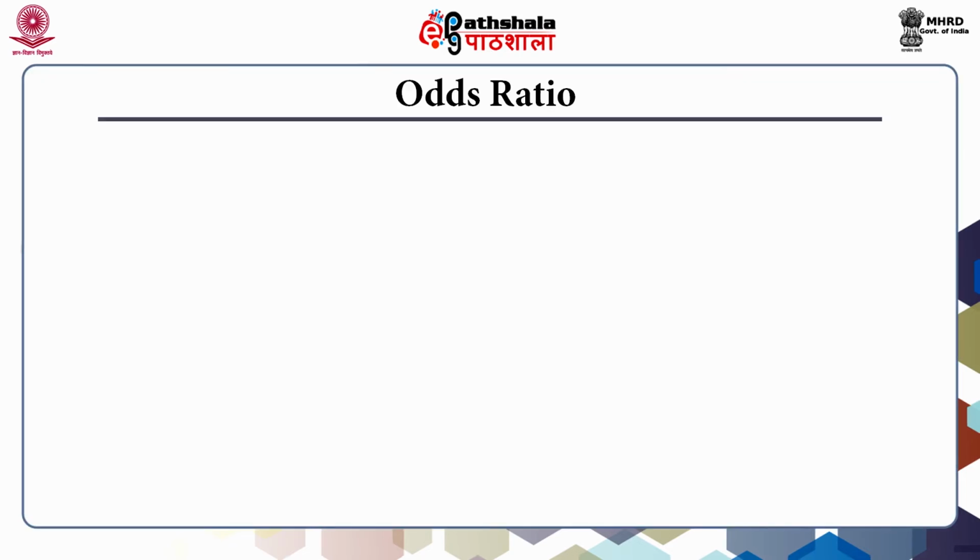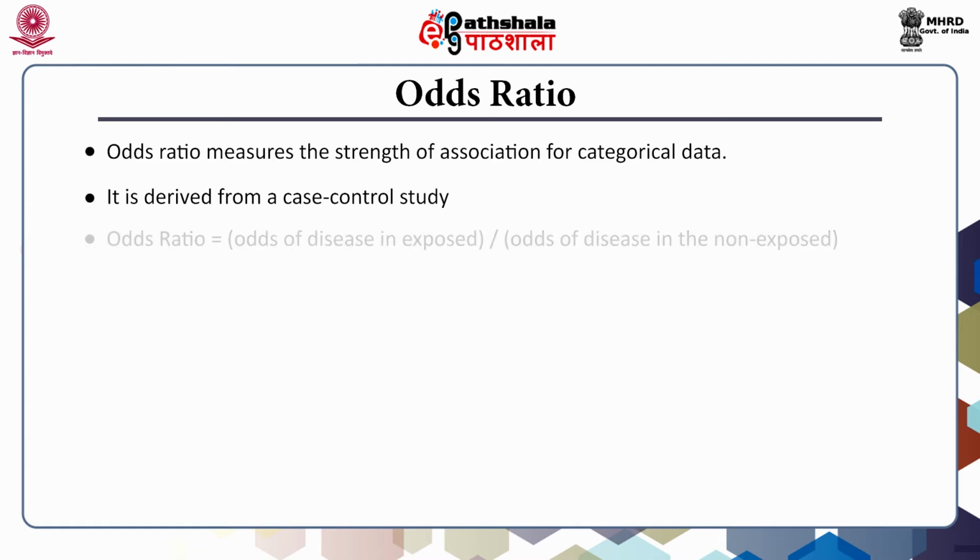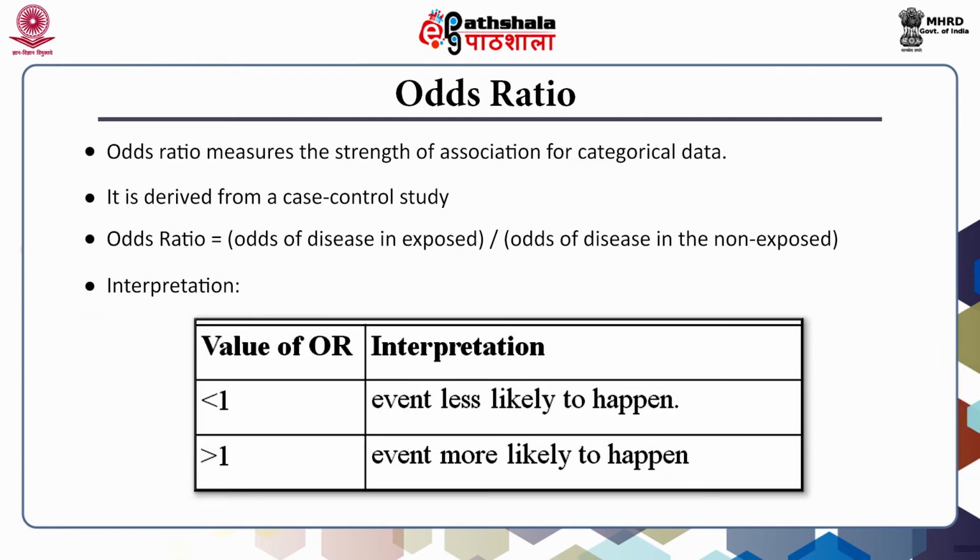Now we come to odds ratio. Odds ratio measures the strength of association for categorical data. It is derived from a case control study and is obtained as a ratio of odds of disease in exposed to the odds of disease in the non-exposed. The interpretation of the value of odds ratio is as follows. If the ratio is less than 1, the event is less likely to happen. If the ratio is more than 1, the event is more likely to happen.